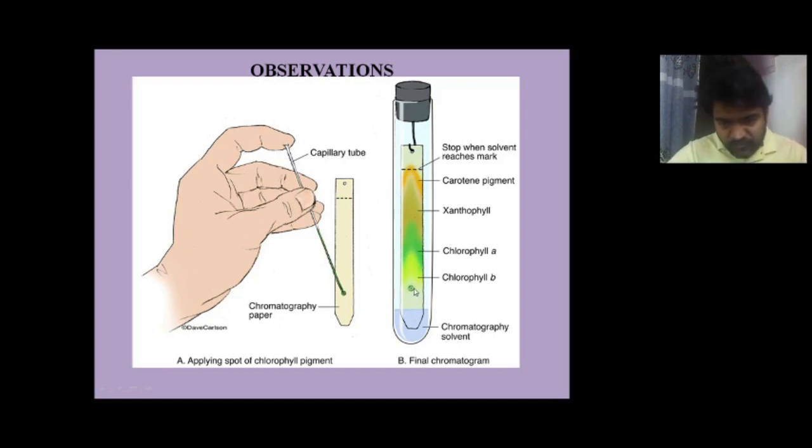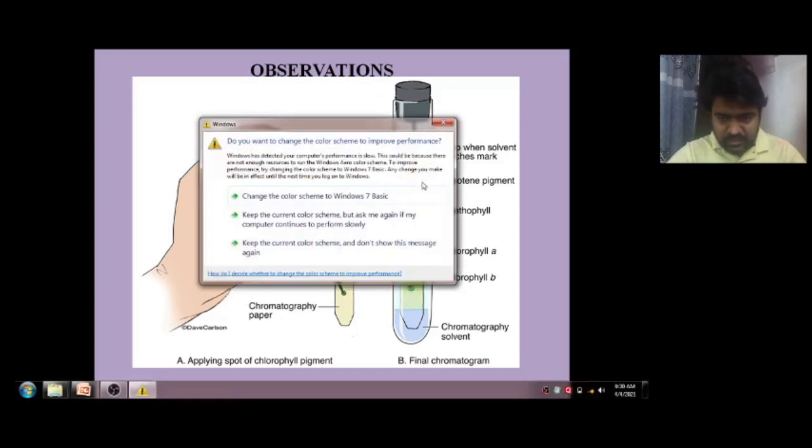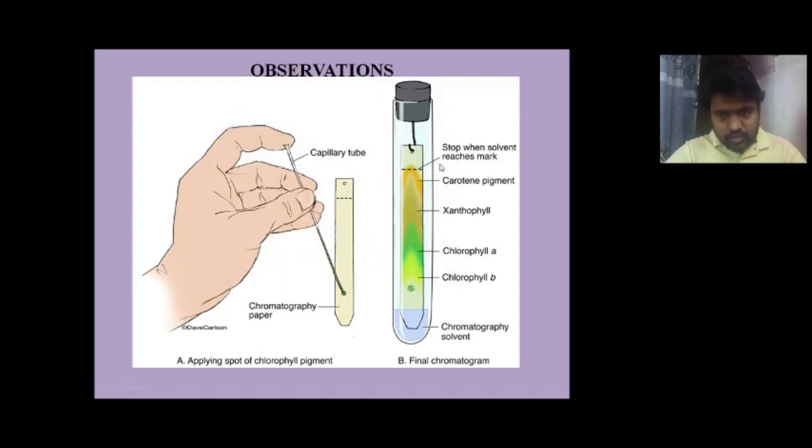And now if we allow this paper to dry, finally we will get different color bands. So look here: the very first band, closest to the point of the loaded sample, is chlorophyll B, followed by chlorophyll A, which is slightly green in color, then pale yellow xanthophyll, and then dark yellow carotene. Okay, so these different color bands indicate the different pigments present in the spinach sample.